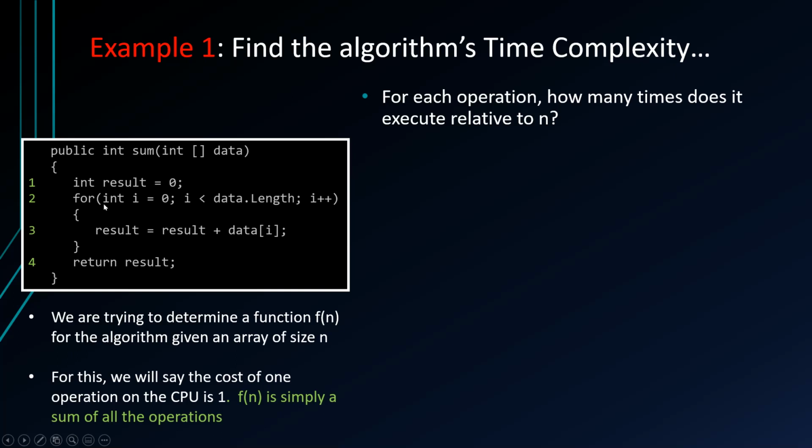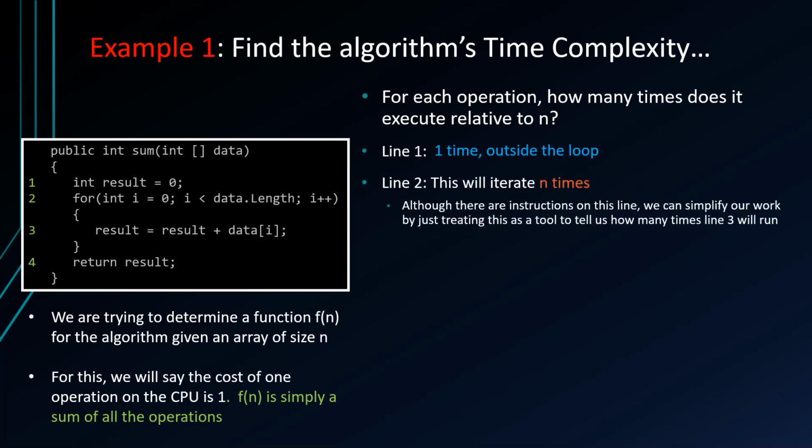So this first line here, int result equals 0. How many times does that operate no matter the size of n? If data is 10 elements or data is 10 million elements, how many times is that line of code going to run? It's going to run exactly 1 time. It's outside the loop. It's going to happen once. Okay. Then we get into line 2.